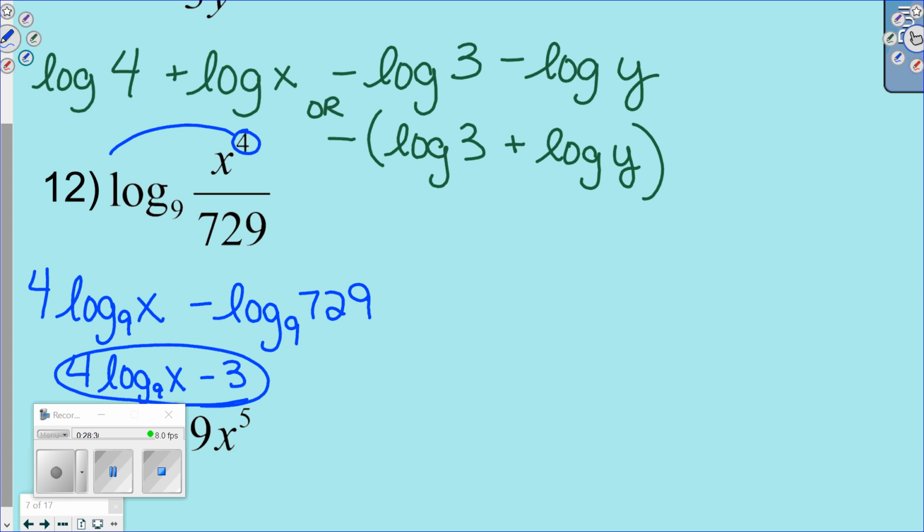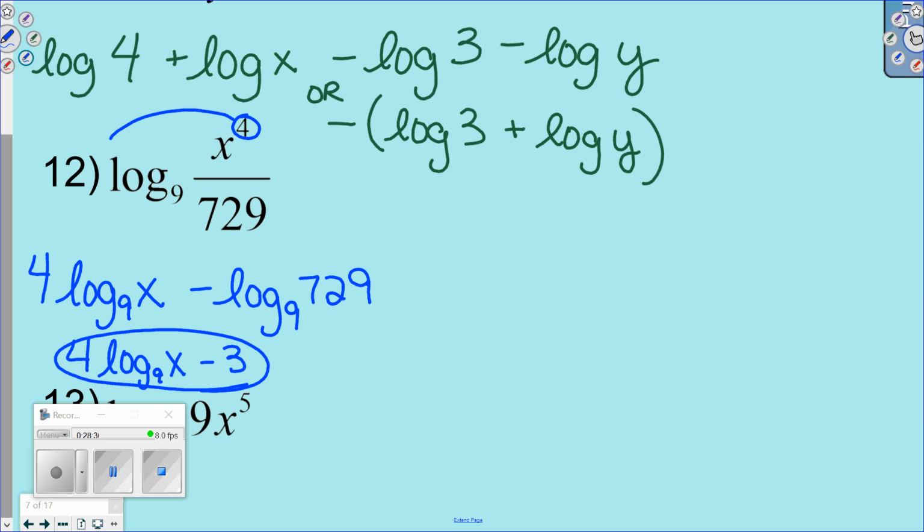You guys seem to be doing okay, yeah? You could write negative 3 plus 4 log base 9 of x. Is that what you're asking?